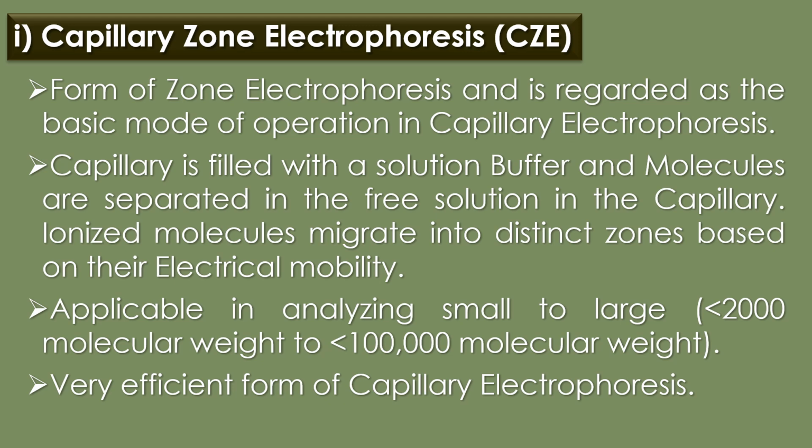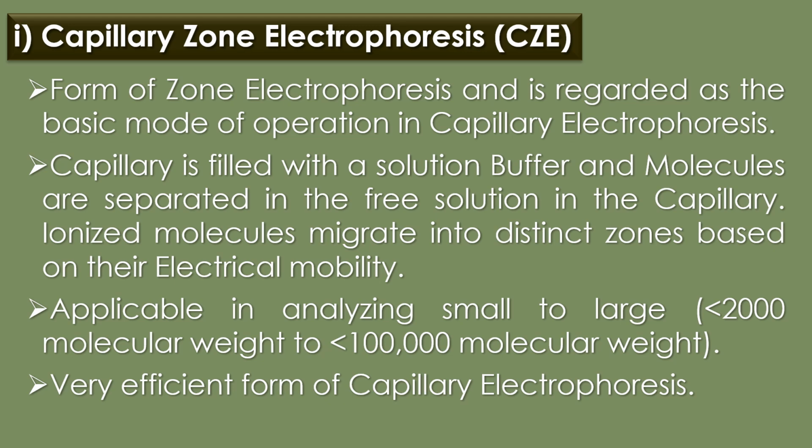The first type of capillary electrophoresis is capillary zone electrophoresis. Capillary zone electrophoresis is a form of zone electrophoresis and is regarded as the basic mode of operation in capillary electrophoresis. In capillary zone electrophoresis, the capillary is filled with a buffer solution and molecules are separated in the free solution in the capillary. Ionized molecules migrate into distinct zones based on their electrical mobility, and it is applicable in analyzing small to large molecules ranging from 2000 molecular weight to 1 lakh molecular weight.